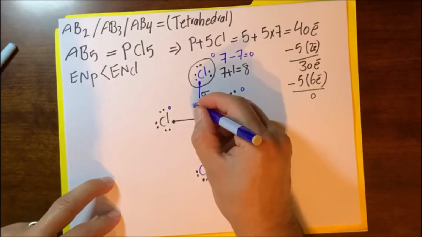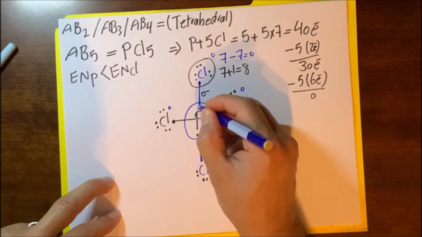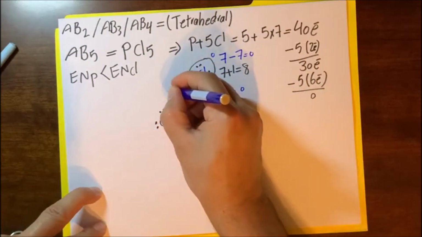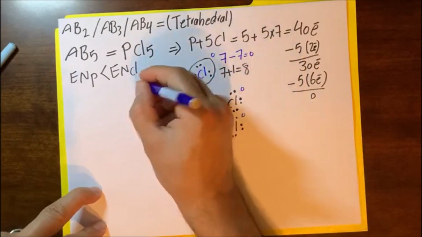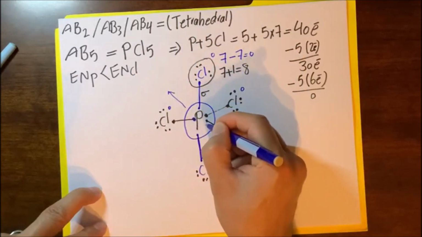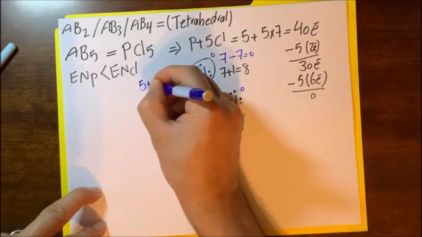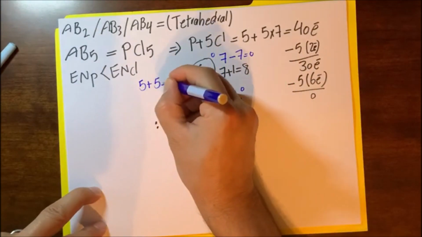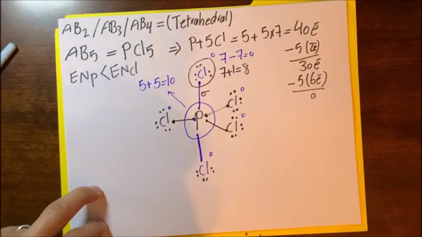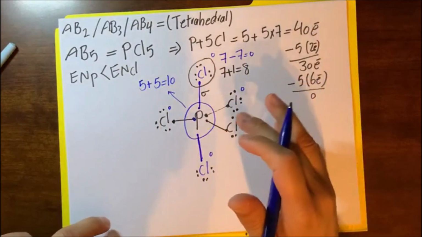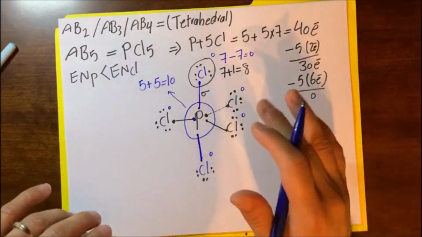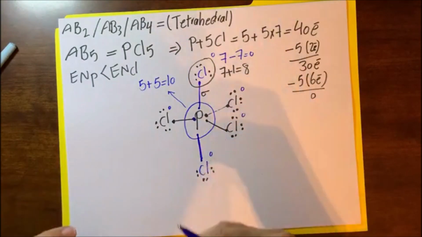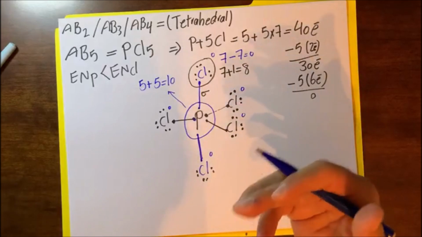Okay. Check the central atom, phosphorus. I'm going to write it here. Phosphorus, I see 5 electrons. So I say 5 for phosphorus, and we made 5 sigma, and now it is 10. Okay. We passed the octet rule. So phosphorus is not following the octet rule in this case.